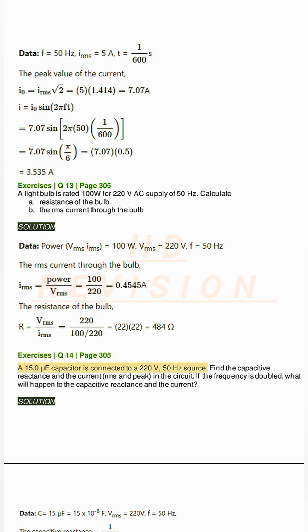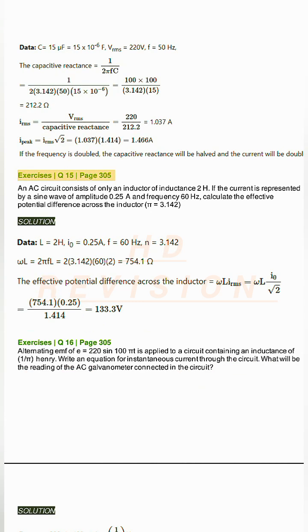Exercises Q14, page 305. A 15.0 microfarad capacitor is connected to a 220 V, 50 Hz source. Find the capacitive reactance and the current, RMS and peak, in the circuit. If the frequency is doubled, what will happen to the capacitive reactance and the current? Solution.